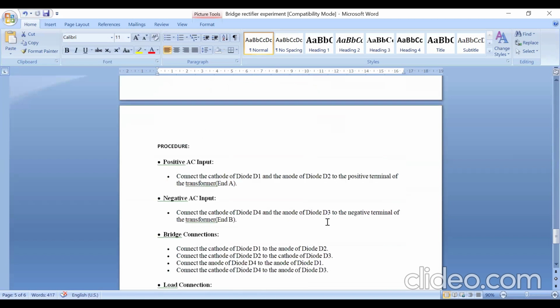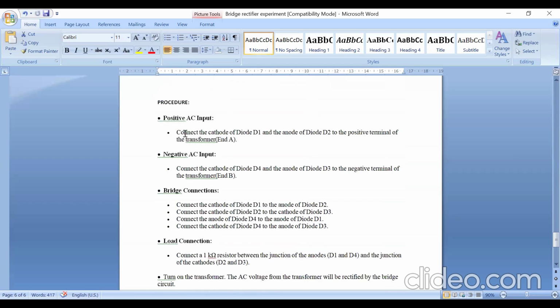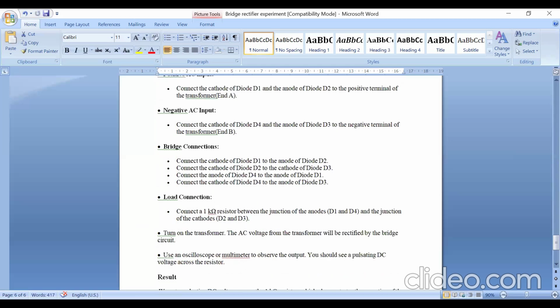Here I have neatly given the procedure, how to do the connection. Whatever I have explained now, I have written all the points here. So you follow all these steps and you will not make any mistake. Positive AC input, negative AC input, bridge connections, load connection. So do all these connections.